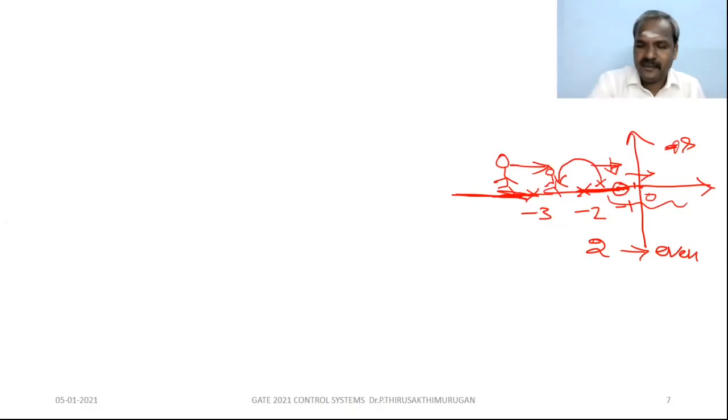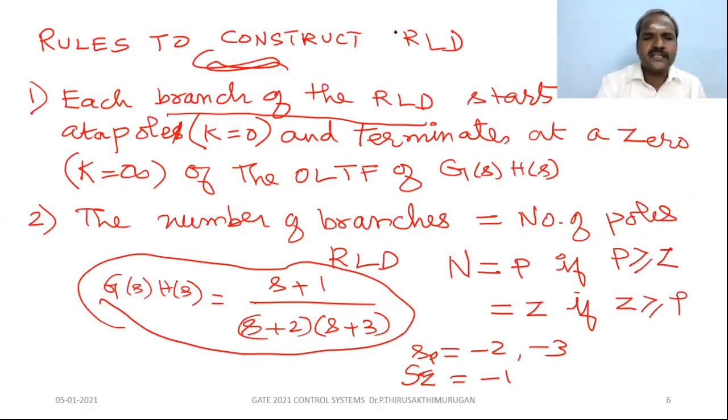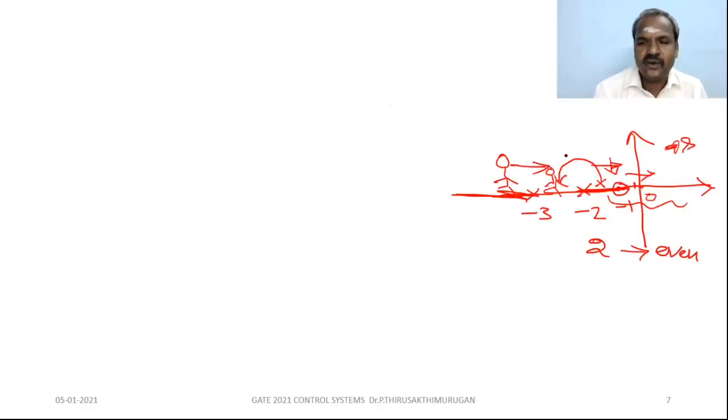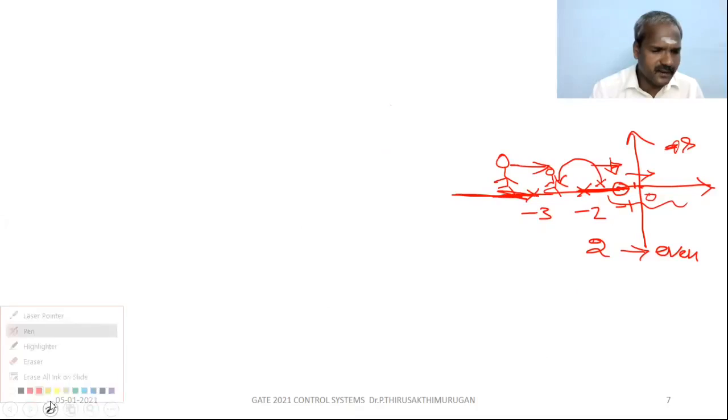Now, as I mentioned in the first point, each branch of the root locus diagram starts at a pole and terminates at a zero, right? So see here, between this pole and zero, there is a branch. Let me take another color.